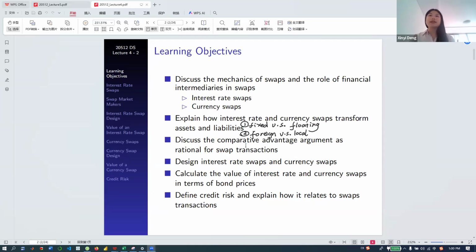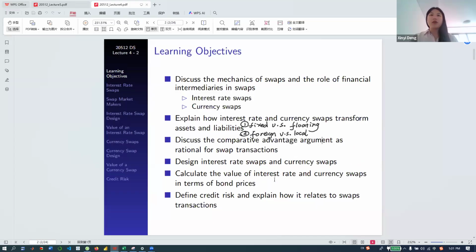Then we are going to discuss a comparative advantage argument. We'll also design the swaps based on this comparative advantage argument. Don't worry about that. I know it sounds confusing at the moment, but when we discuss the concrete examples, you will be able to understand what a comparative advantage is and how it determines the design of the swaps.